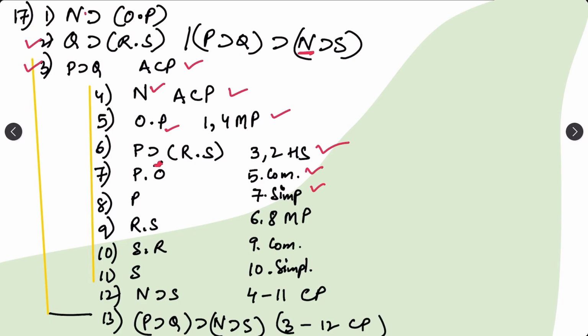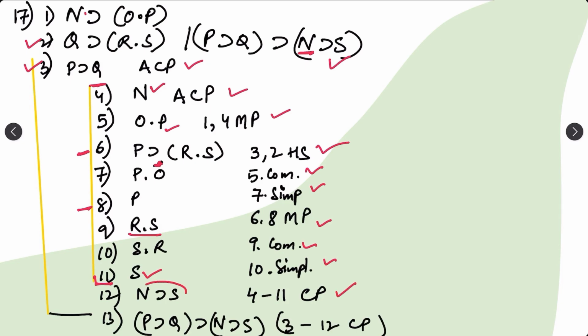Then after that you can use modus ponens in 6 and 8, so you get R dot S, and then again commutation, simplification, and then you get S. Now up to here we get S, so you can write N horseshoe S. So N horseshoe S you get from CP.